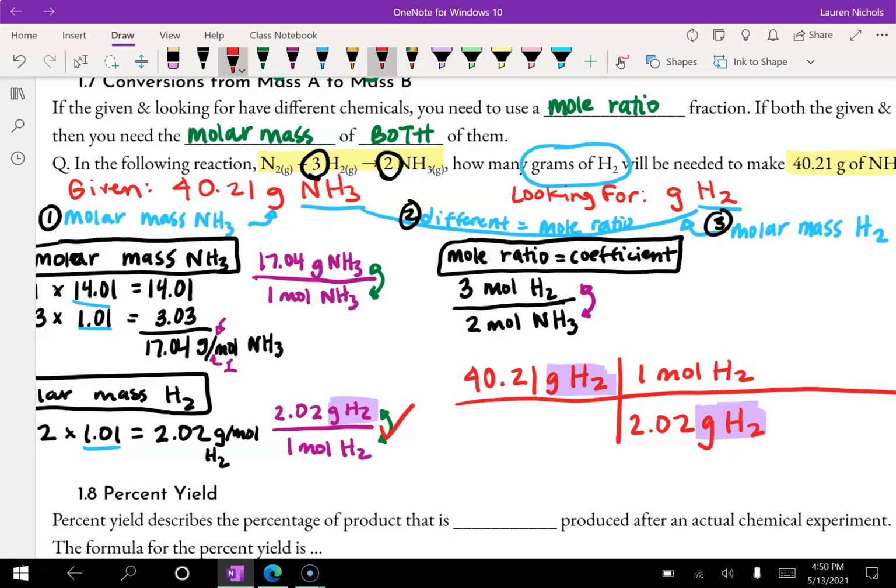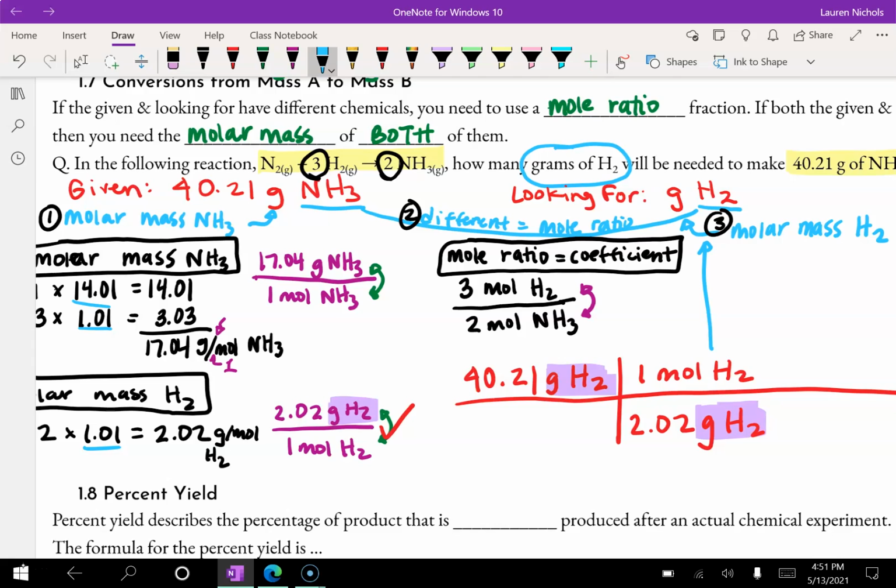But we see here that moles of hydrogen does not match. Oh, does anyone see the mistake I just made? Does anyone see it? And this is an excellent example. Mistakes happen, even for people who are doing this. Our given is not grams of hydrogen. Our given is grams of NH3.